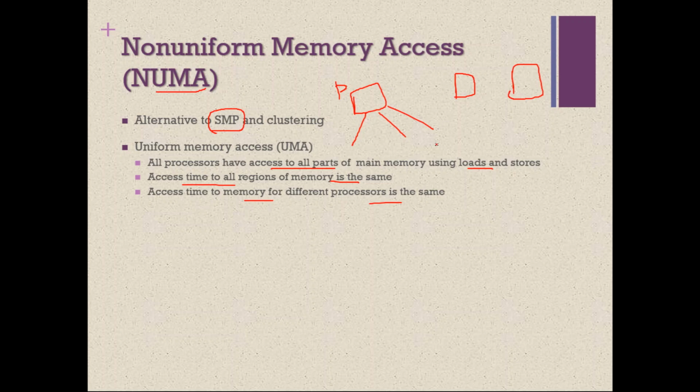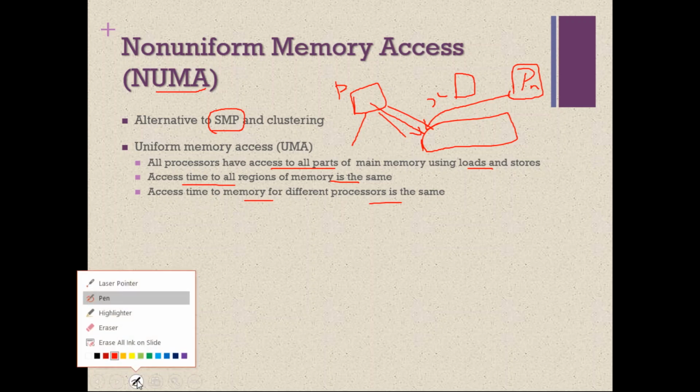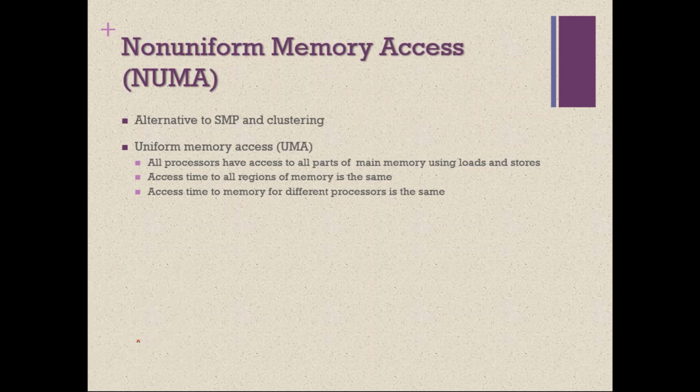Similarly, for different processors also, accessing any part of the memory will take the same time. If the memory is something like this, processor n can access this region of memory in x amount of time, and processor 1 also can access this region in x amount of time. That is what is called uniform memory access. Different processors can access the memory in the same time, irrespective of where the content is stored in the memory.